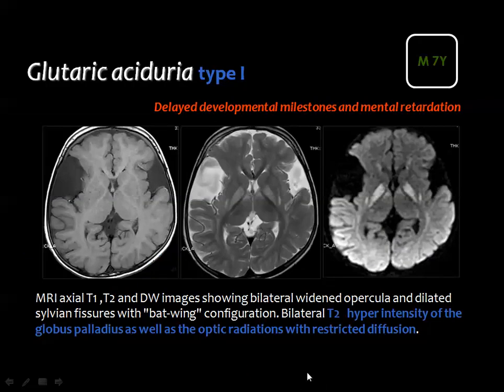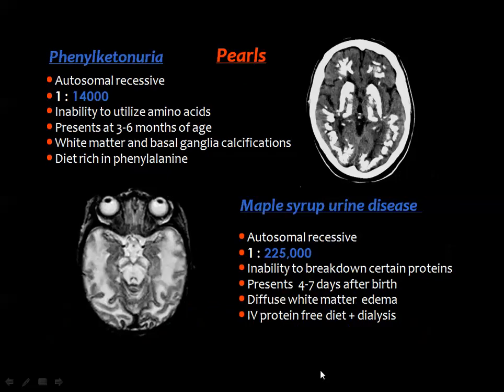And this is glutaric aciduria type 1 in a patient 7 years old with developmental delay or delayed milestones and mental retardation, showing some of the classic appearances. Prominence of the sylvian fissures, this is one of the prominent features of this disease, and there are T2 high signal intensity in the globus pallidus as well as in the optic radiation, the white matter. These lesions will show restricted diffusion in diffusion weighted images, denoting they are of ischemic nature.